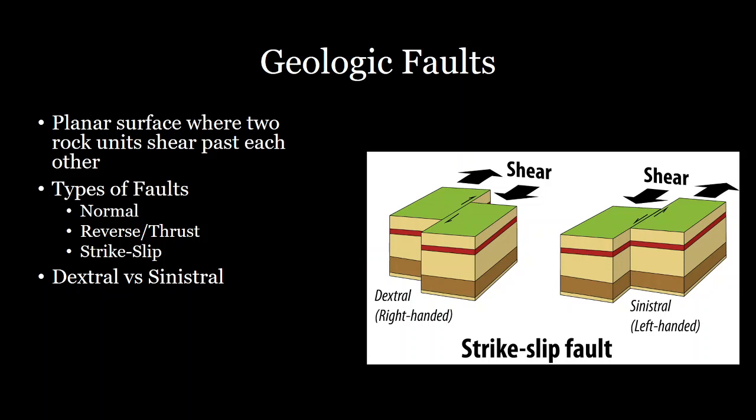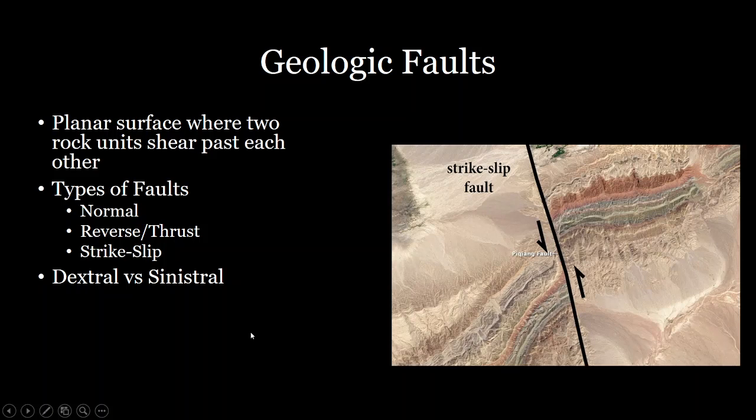I like to think of it as they're kind of rotating with each other, and sinistral is because it's moving counterclockwise. So counter is sinister. That's the Latin origin of it. So you can see here, this is a sinistral strike-slip fault where you have this rock layer here that's been displaced due to this fault, and this layer here has been moved over to the left relative to this rock layer here.